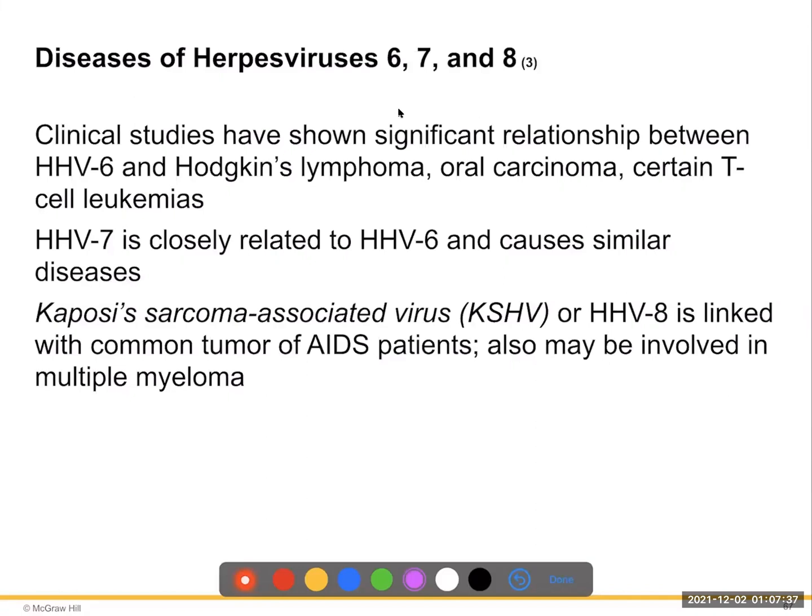Number 8 is Kaposi sarcoma, okay, common tumors of AIDS patients. Most of the time you see a Kaposi sarcoma in someone's mouth. It's a big, very dark black lesion, and they can be, I mean, 10 millimeters in diameter, you know, large lesions. That's almost diagnostic of an AIDS patient, or someone who has a compromised immune system. Also may be involved in multiple myeloma. Okay.